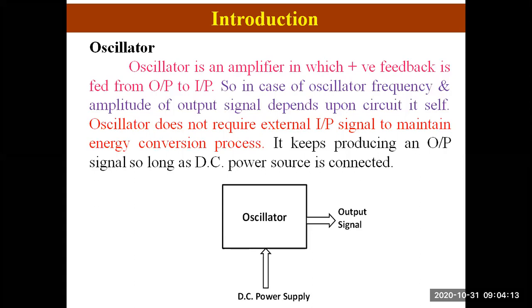Also, we know that in the case of an oscillator, what is the oscillator? An oscillator is a circuit which converts DC energy into AC energy. An oscillator is nothing but an amplifier in which positive feedback is fed from output to input.